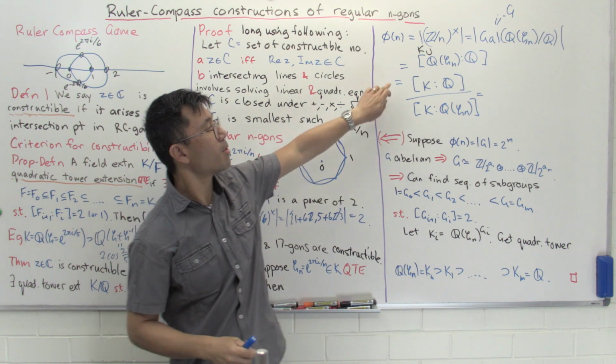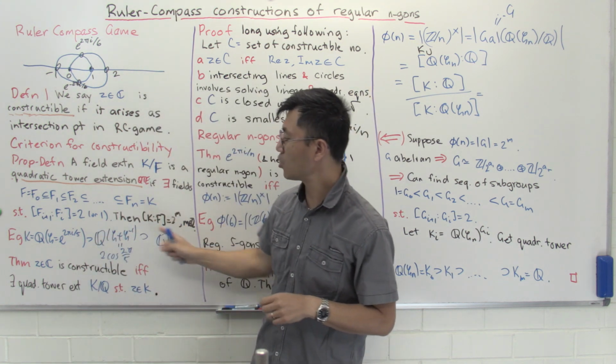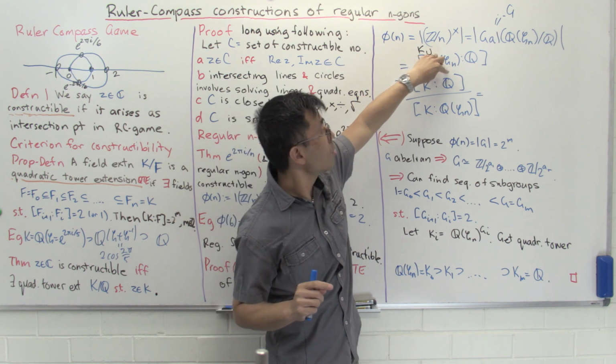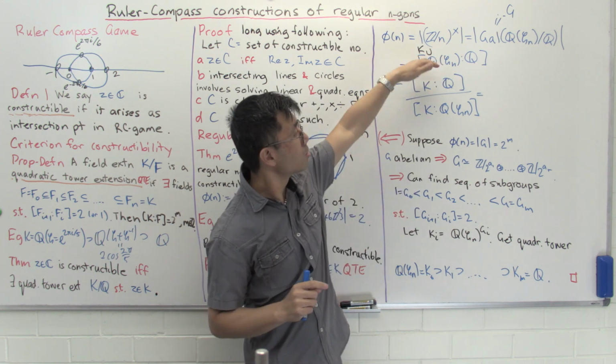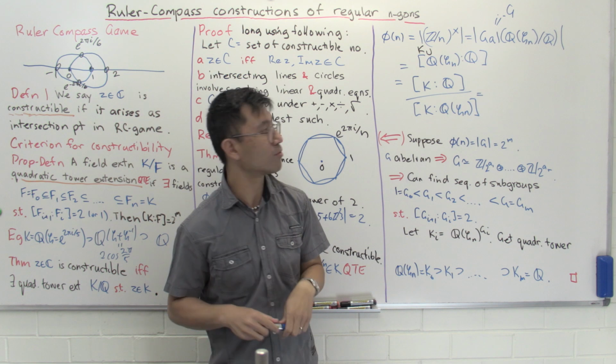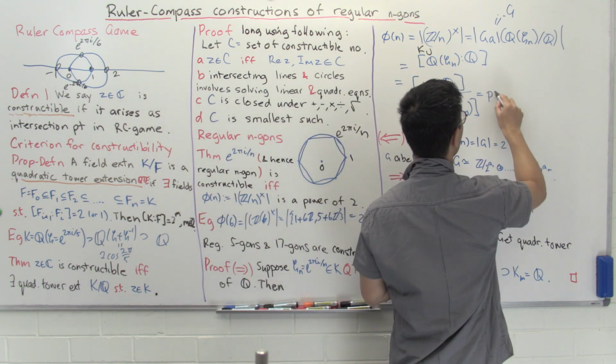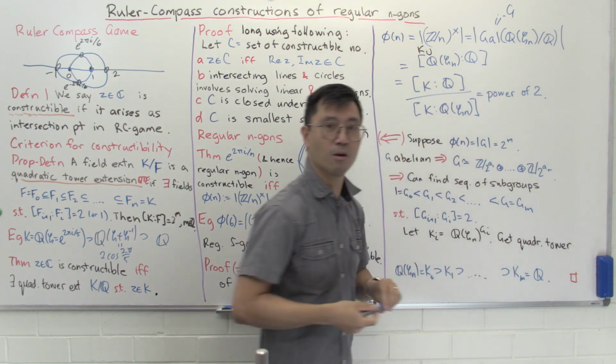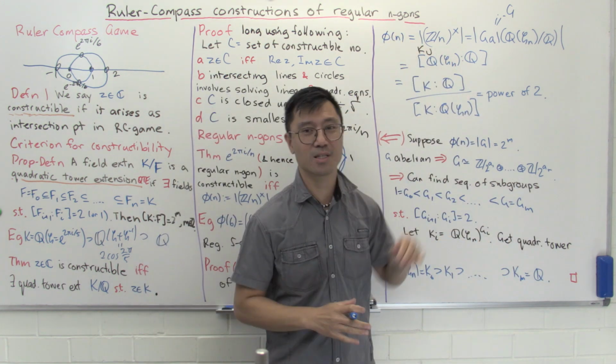And the key point, remember in this proposition, you want to use the fact that this is a quadratic tower extension of Q, so this degree is a power of 2. So you just have a power of 2 divided by a power of 2, which is a power of 2. Rather nice, isn't it? Okay, that's how this works out.